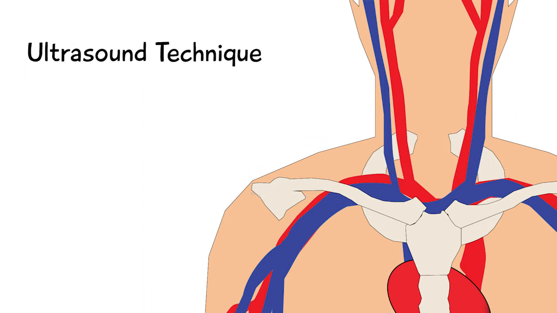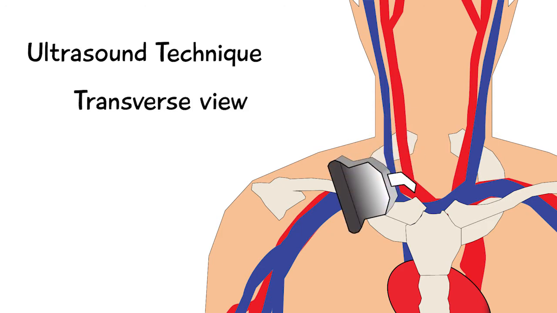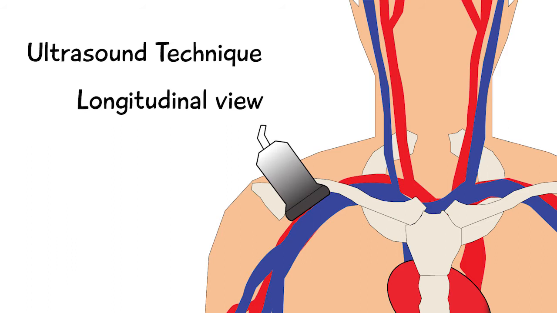Next, we will review the ultrasound technique, which uses two probe orientations. The first is transverse view, in which the plane of the probe is perpendicular to the vessel. The second is the longitudinal view, in which the plane of the probe is parallel to the vessel.